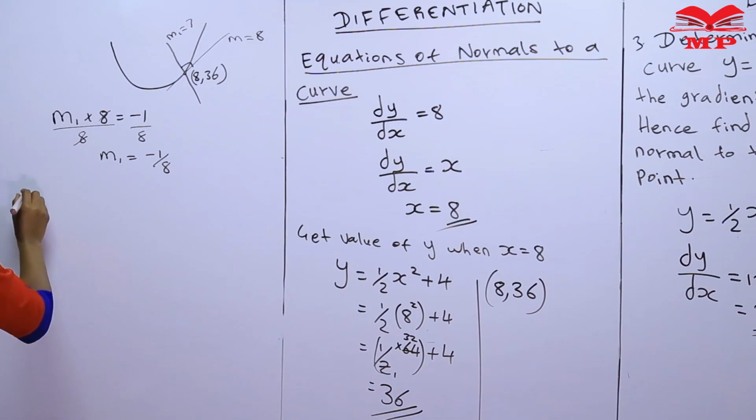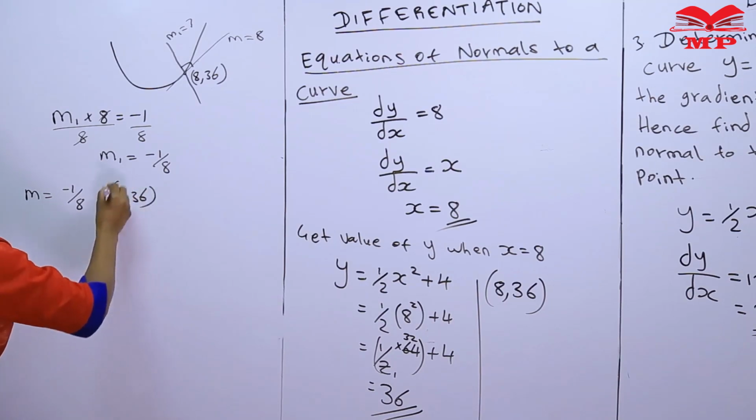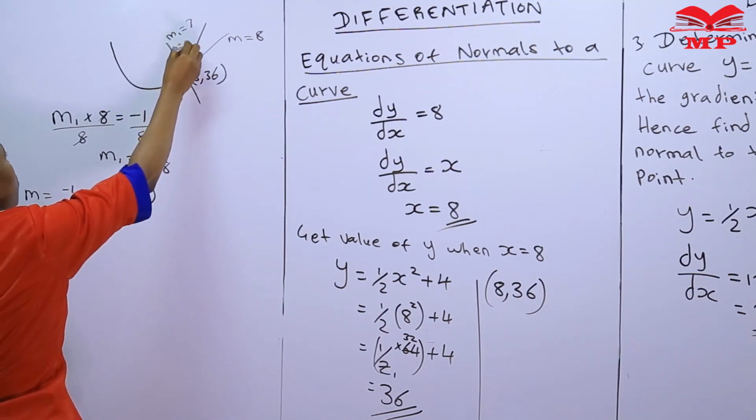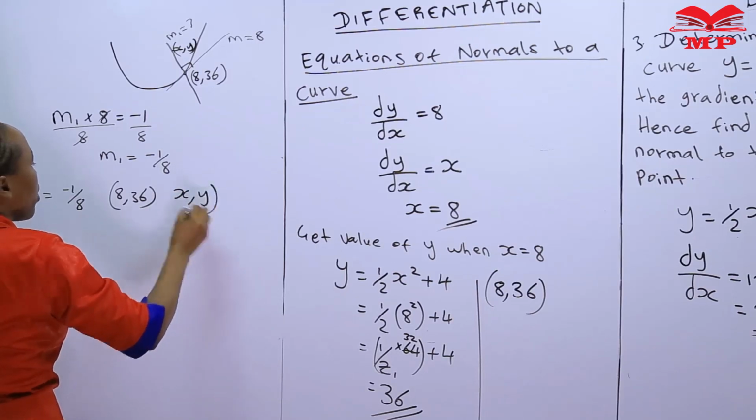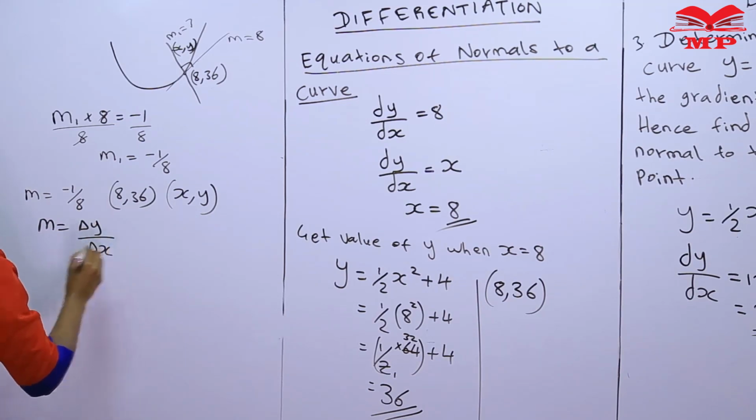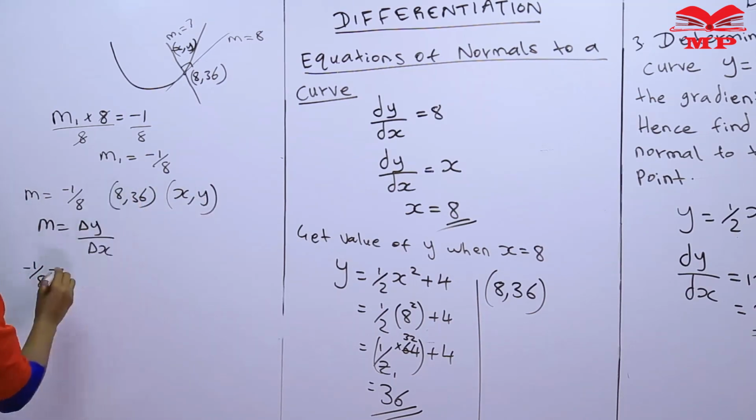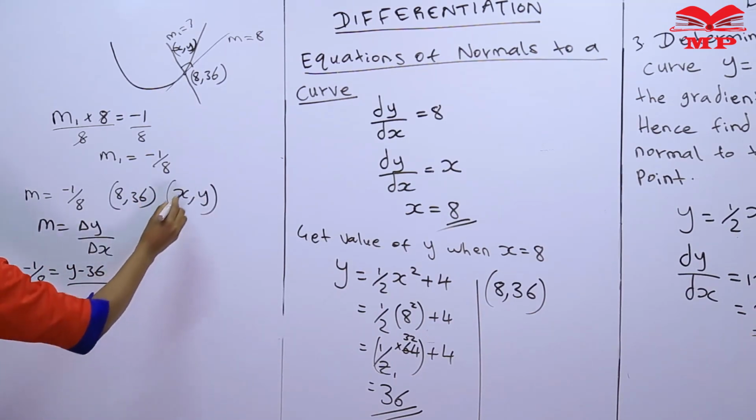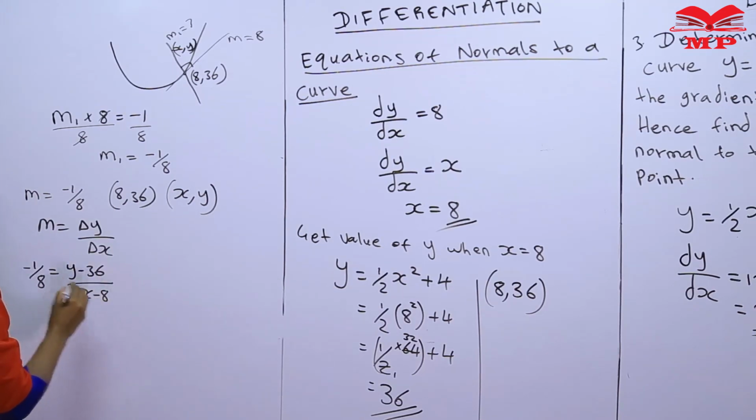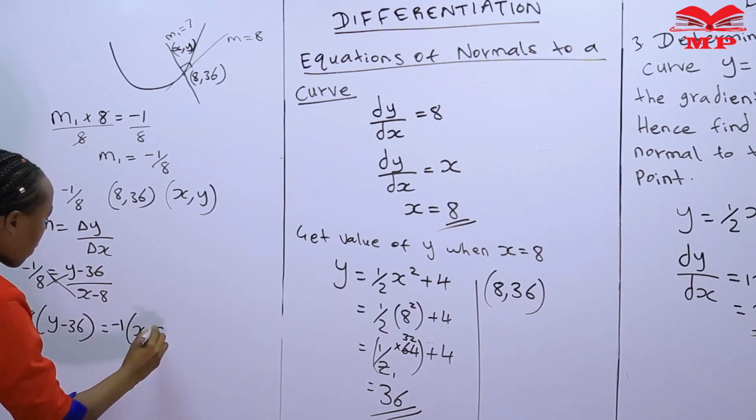So we have the gradient m, which is -1/8. We have the point (8, 36), and we have an imaginary point (x, y). So we say gradient is given by change in y all over change in x. Our gradient is -1/8. Change in y, we have y minus 36. Change in x, we have x minus 8. So we cross multiply this. We are going to have 8 multiplied by (y minus 36) is equal to -1 multiplied by (x minus 8).